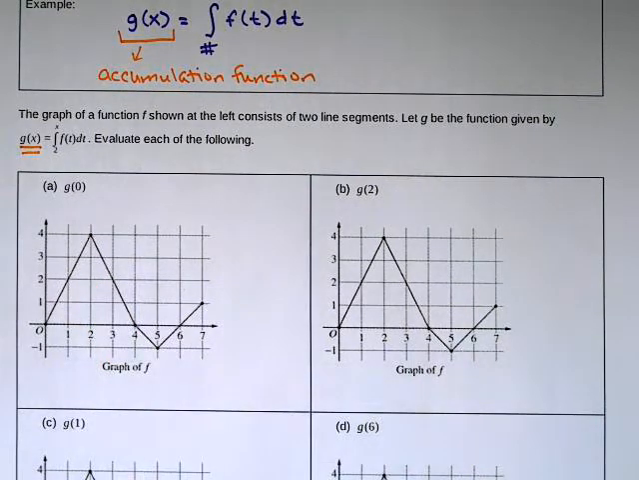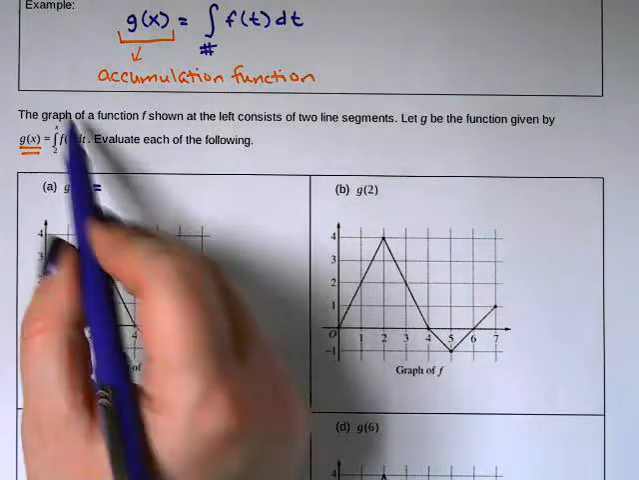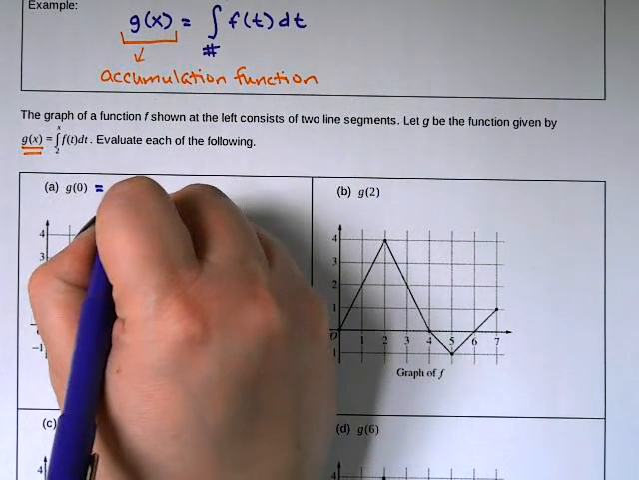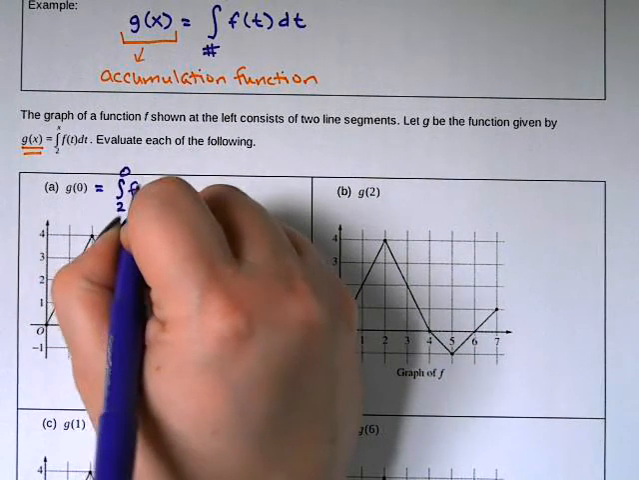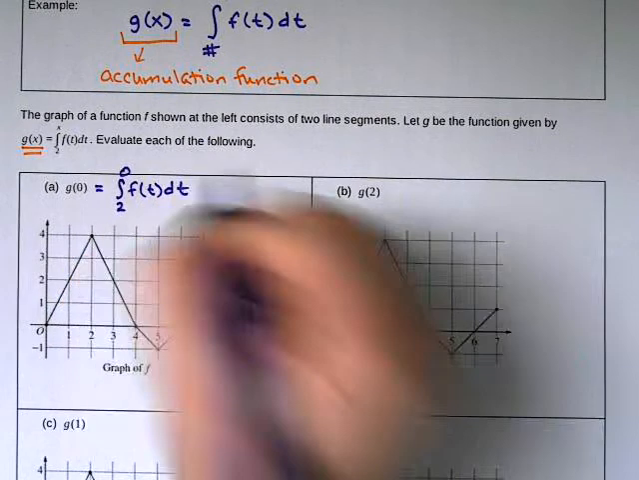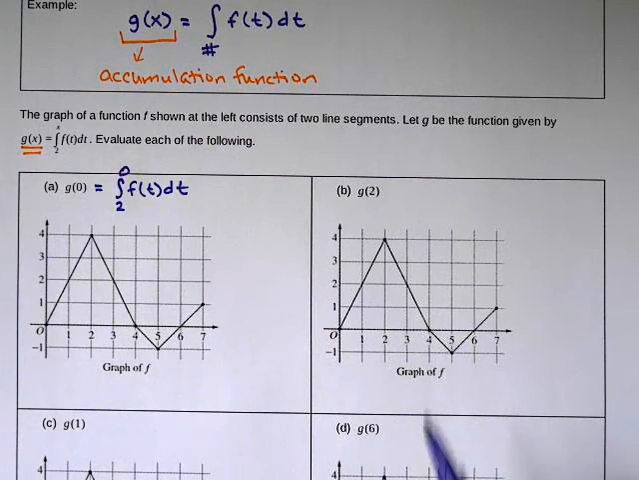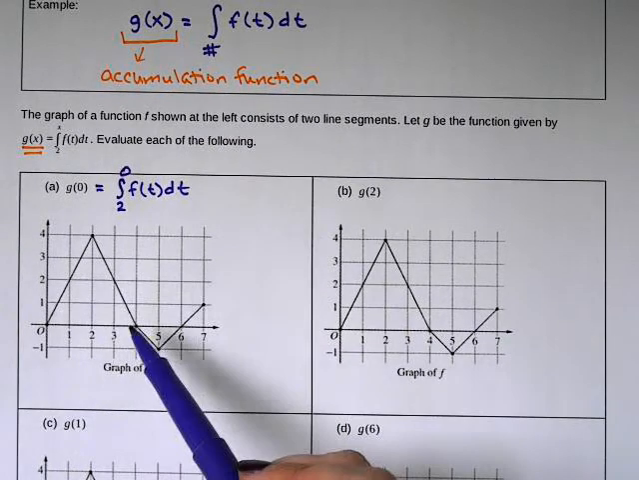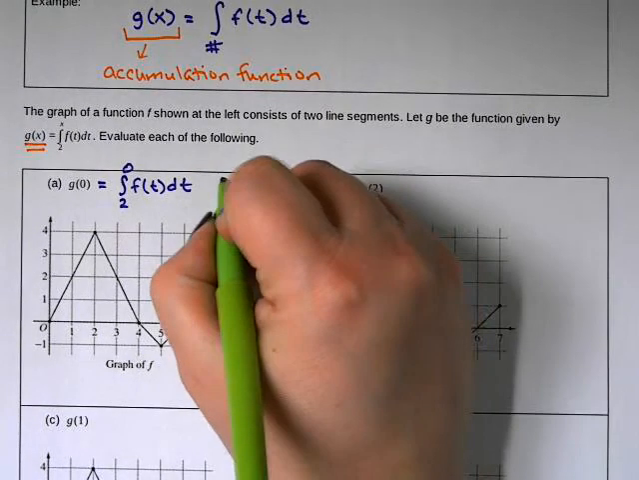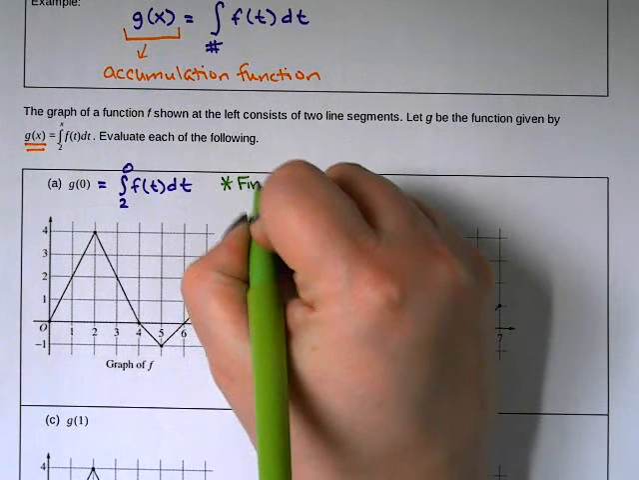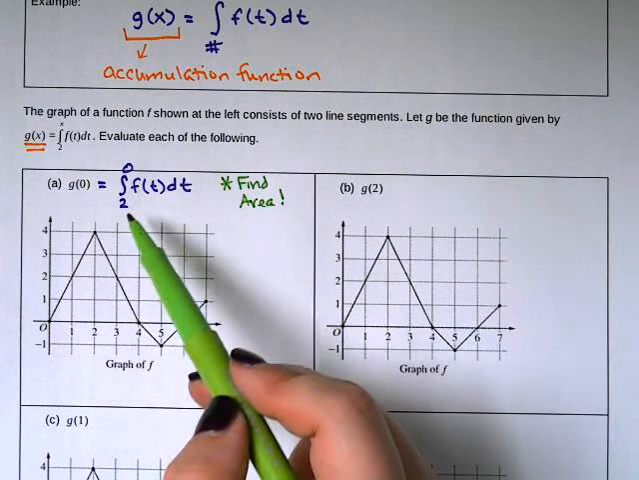If I want to find g of 0, then I'm going to start by just plugging it in here. So that means that they want the integral from 2 to 0 of f of t dt. So we need to kind of take a step back and think about what that actually means. All that is then, if I want an integral and I've got this graph, it just means find the area underneath the curve. So all I'm going to do is find the area. I want the area from 2 to 0.